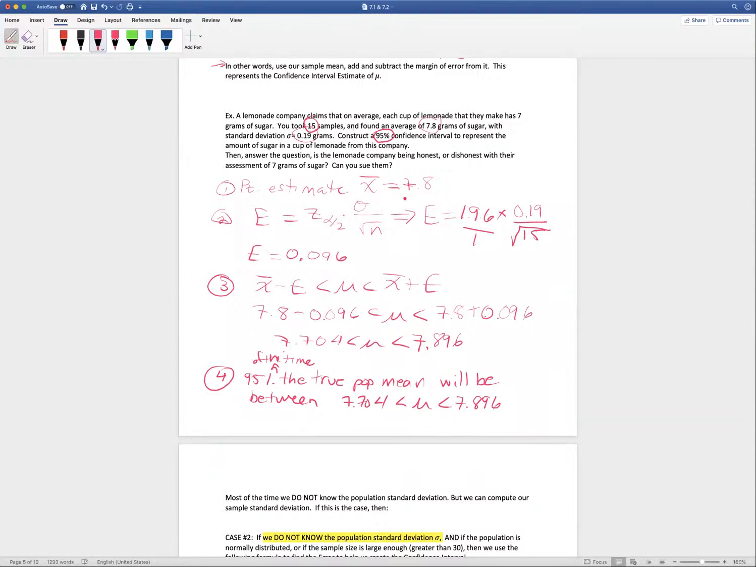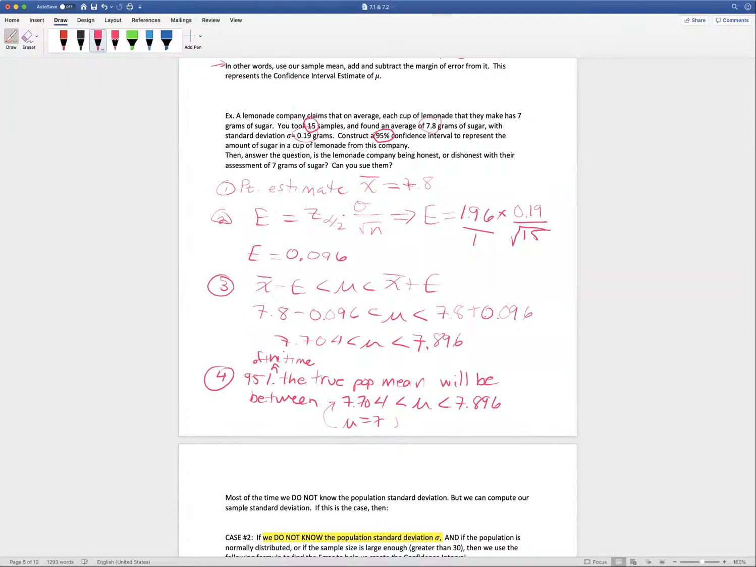Is the lemonade company being honest or dishonest with their assessment of 7 grams of sugar? Well, remember this is what the company claimed: is 7 somewhere in this region over here? I hope you can see that it's not. Think about this in terms of money. This is $7, this is $7.70, and this is $7.89. $7 is not in the actual mean.